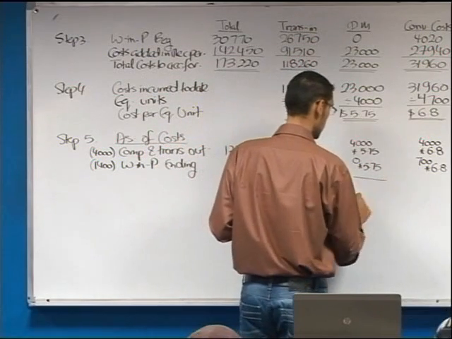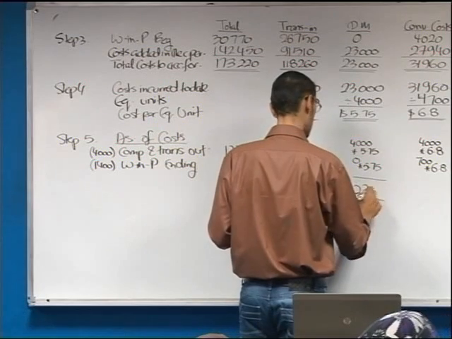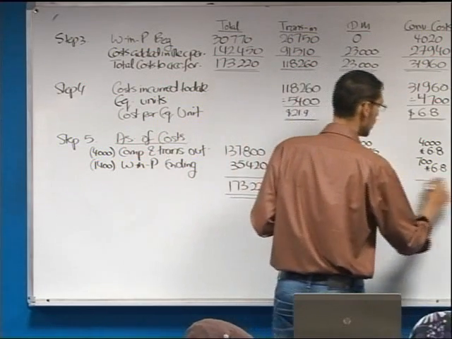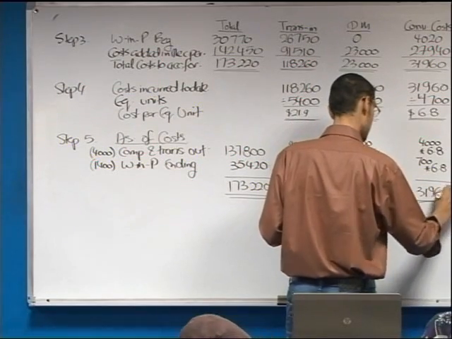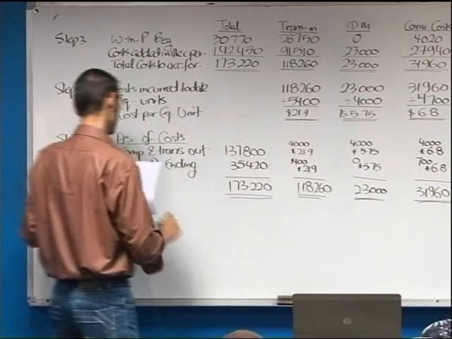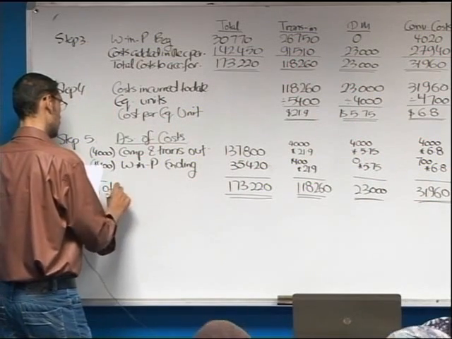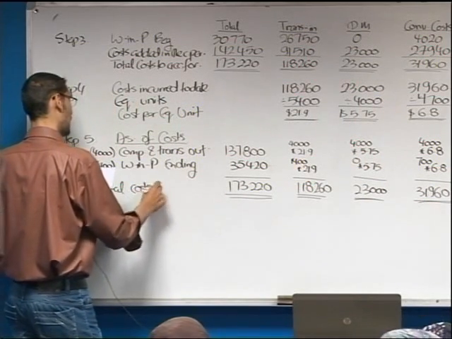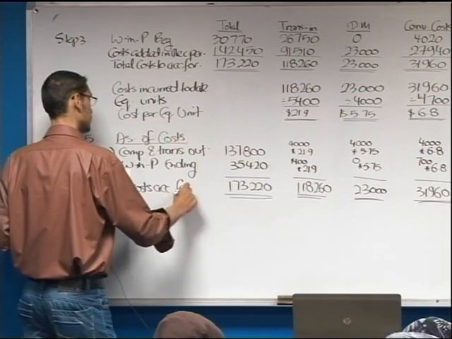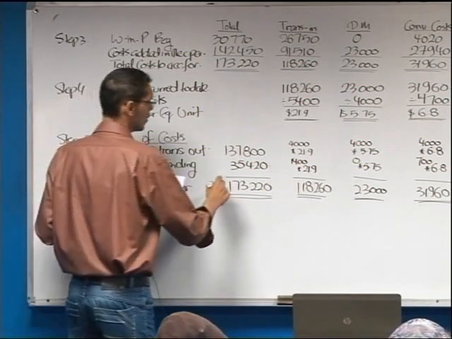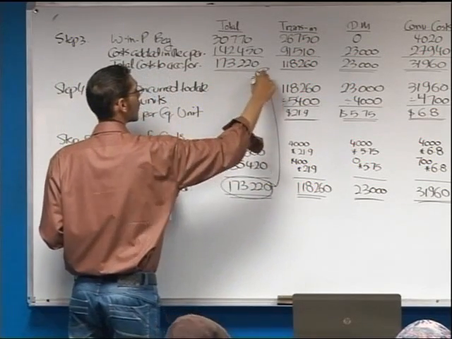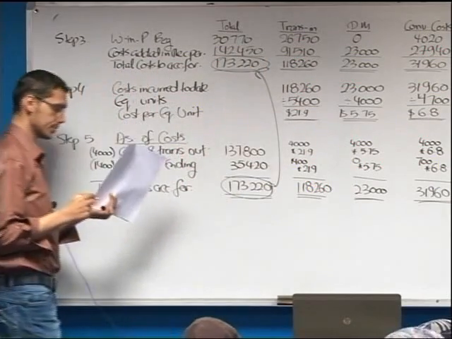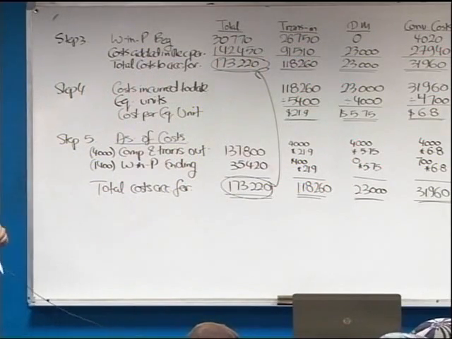For the transferred in cost, 118,260. For the direct materials, 23,000. And for the conversion costs would be 31,960. These are the total costs accounted for. And of course, as we can see here, these two numbers are equal. Any questions?